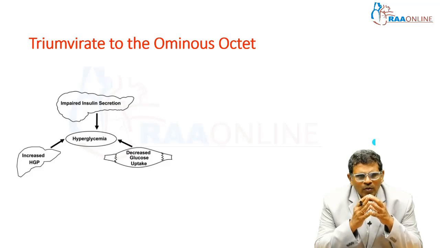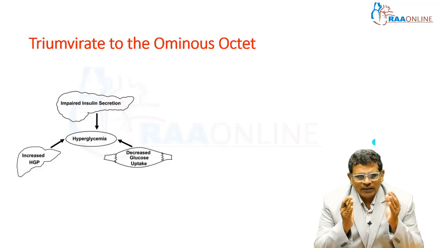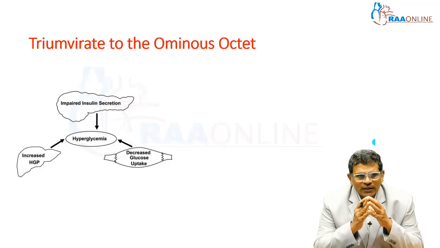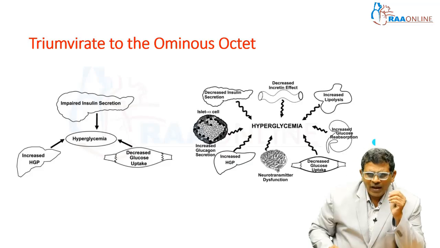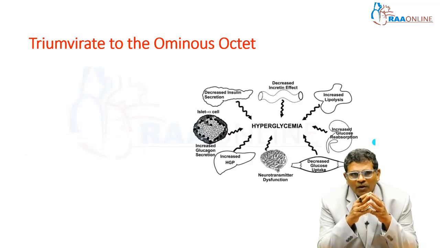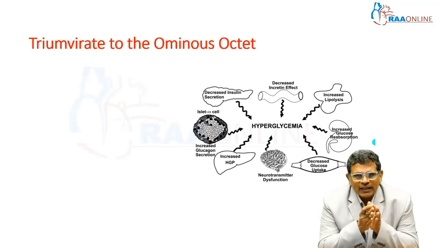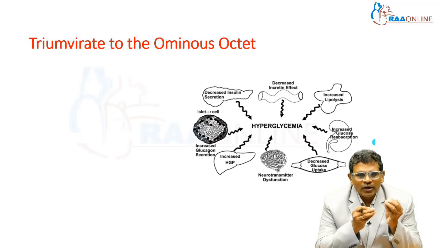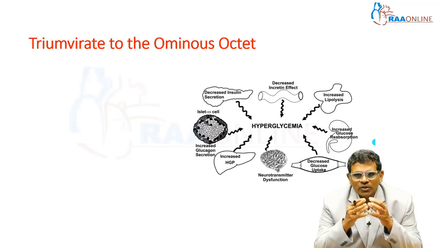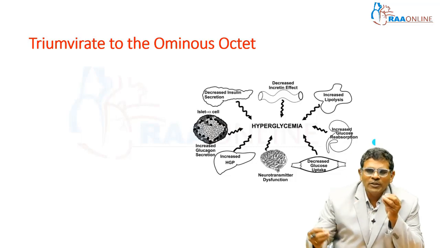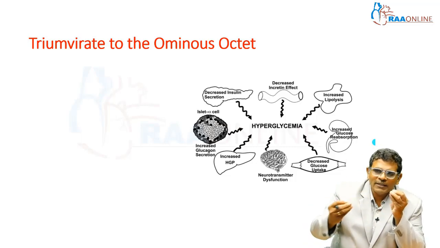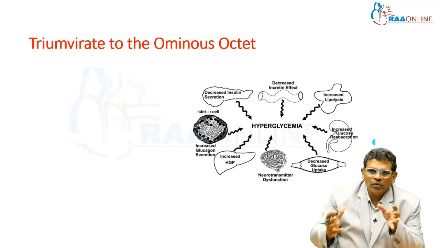Now, DeFronzo has published a series of good articles on the pathophysiology of diabetes. There are many review articles available on the subject by the same author, where he has conceptualized looking at it not from three things, but from eight different perspectives. It is called the triumvirate to the ominous octet. So there are eight different mechanisms or eight different organs through which we can look at the pathophysiology of diabetes from various angles. That is how he has put it.